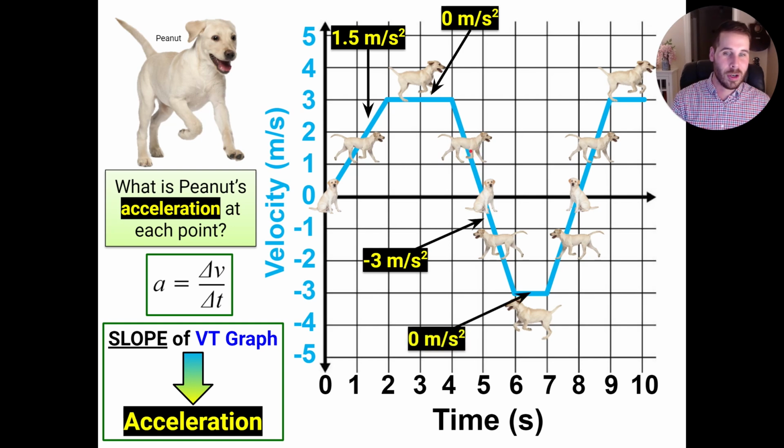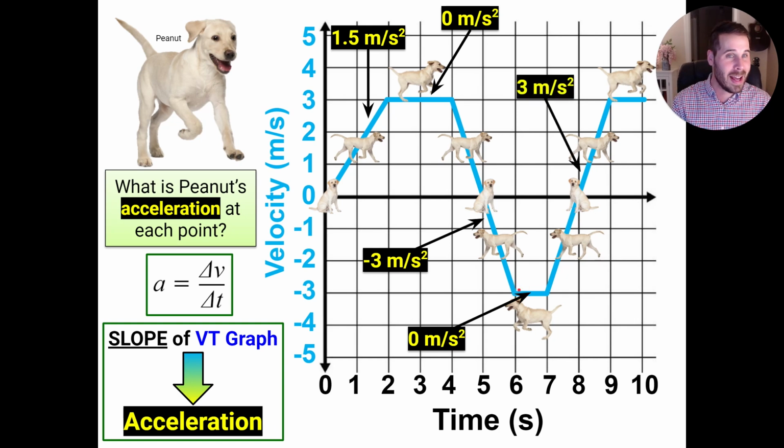This section right here was 0 acceleration because he's staying at a constant speed. You could also say there's no rise to put over the run here, so there's no slope. It's a slope of 0. So the slope of a VT graph tells us acceleration. If there's no slope, there's no acceleration.